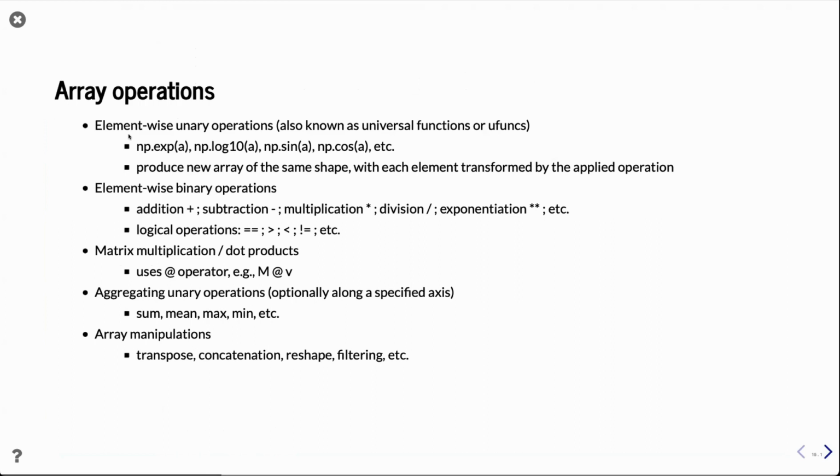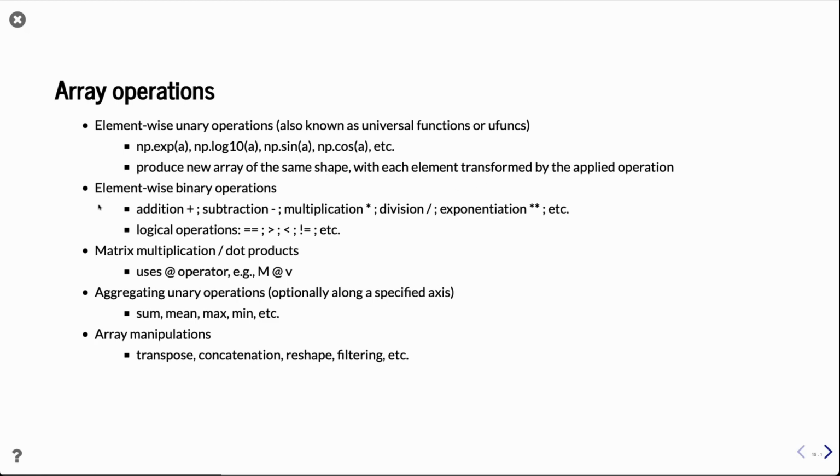There's a number of very useful array operations within NumPy. So there are element-wise unary operations. These are operations that act on a single array, and these are also known as universal functions or ufuncs. So if I want to exponentiate every element of some array A, I can call np.exp, and that'll do that in an element-wise fashion, take log, sines, cosines, lots of different mathematical operations. And these all produce a new array of the same shape with each element transformed by the applied operation.